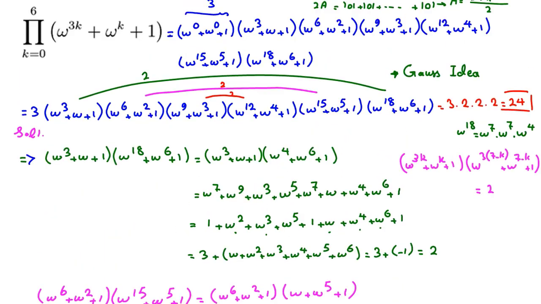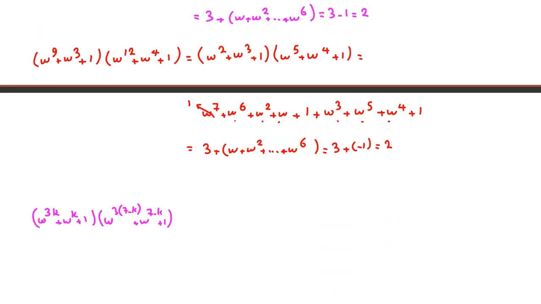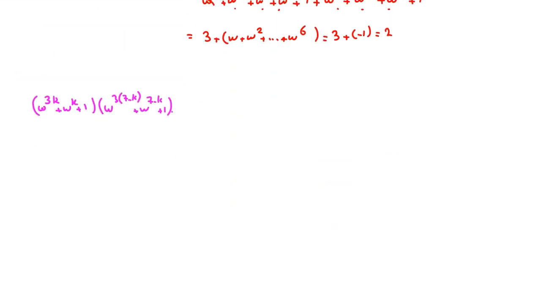Look, here, because we had 6 terms, we had 3 pairs, and we could calculate manually. But sometimes maybe you have, for example, 100 terms. In that case, you should write like this, general form. And let's analyze this. W, it will be what? W^(3k) plus W^k plus 1 times W^(21-3k) plus W^(7-k) plus 1.